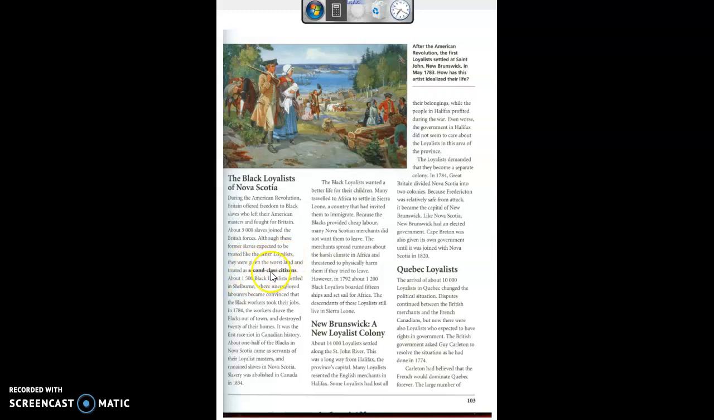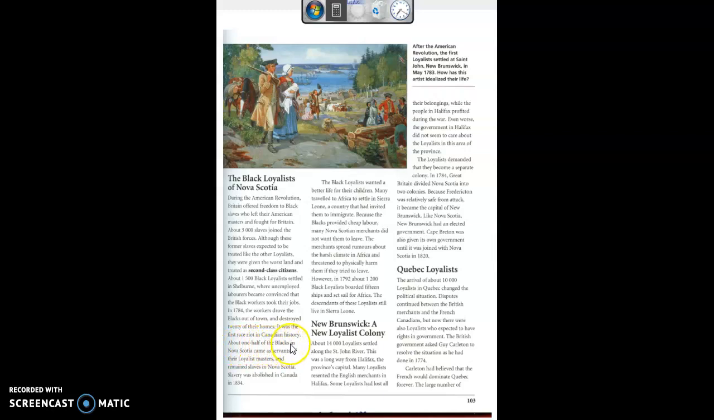treated as second-class citizens. About 1,500 black Loyalists settled in Shelburne, where unemployed laborers became convinced that the black workers took their jobs. In 1784, the workers drove the blacks out of town and destroyed 20 of their homes. It was the first race riot in Canadian history.